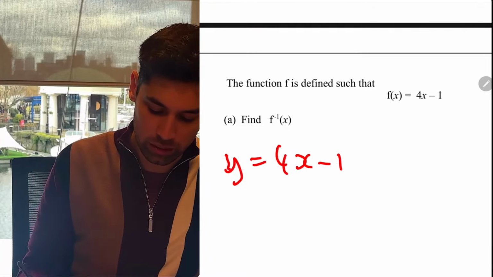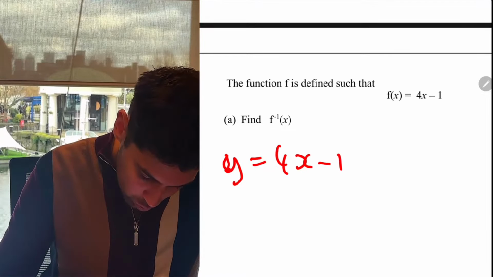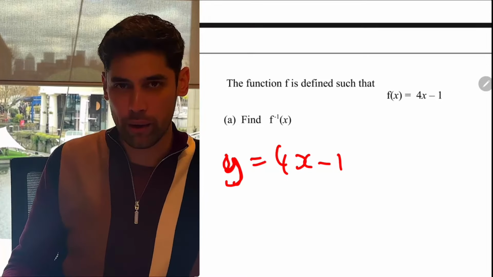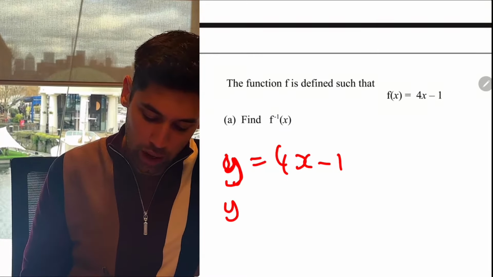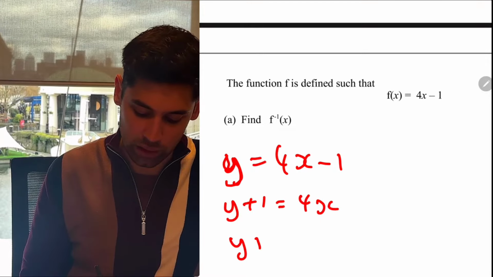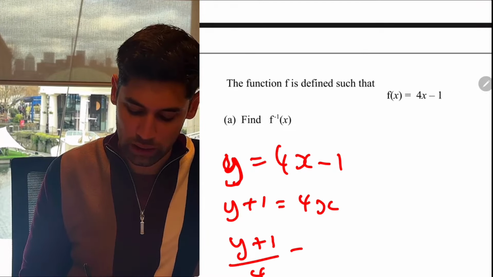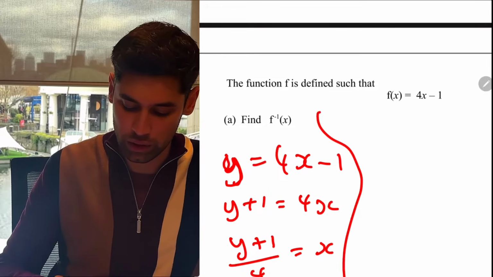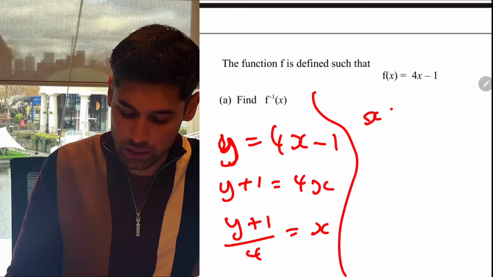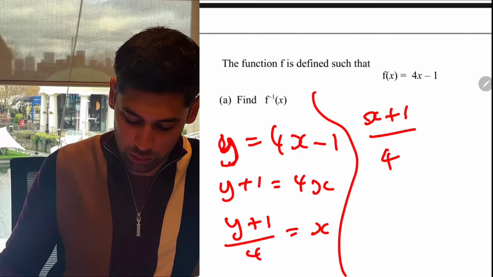Then we make x the subject. That's a wiggly y. That's fine. That's alright, it's got character, that y. Y plus 1 equals 4x, and then y plus 1 over 4 equals x. So our inverse function is going to be x plus 1 over 4.